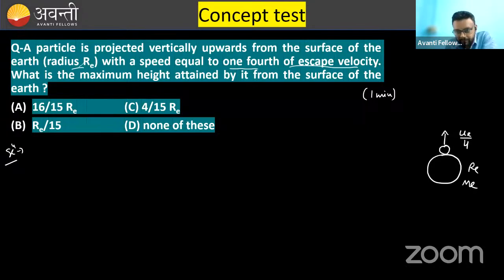Let's suppose this is the situation. Again, this is the earth, and the ball reaches up to this height. First of all, tell me whether it will escape from the earth or not. Can it escape from the earth, or will it return back? Can anyone answer?